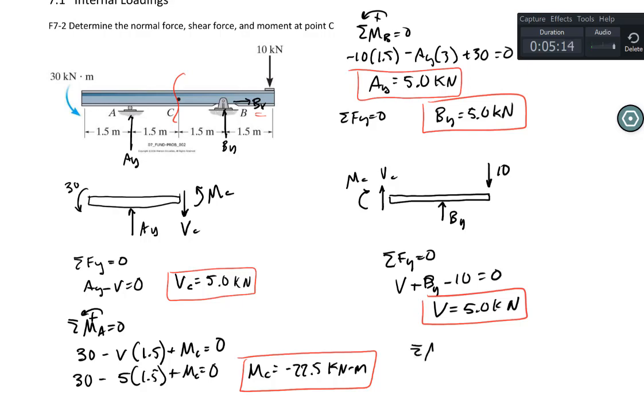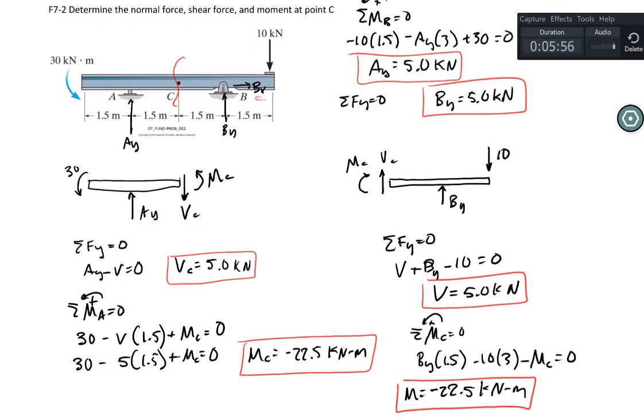So I'm going to sum the moments about C is equal to 0. So I got By times 1.5 minus 10 times 3 minus the moment at C is equal to 0. So I've drawn this moment going in this direction. That's negative according to our right-hand rule. And By is going in the positive direction. 10 is going in the negative direction according to right-hand rule about that point. Solving that for the moment, I got the moment at C is equal to negative 22.5 kilonewton meters. So again, what I've done is solved this from either side, and I get the same answer.